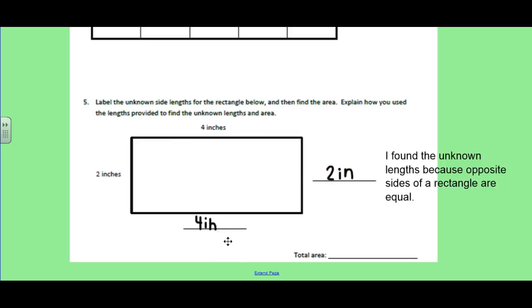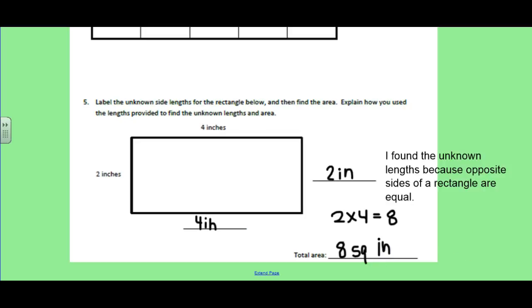Now, like I said on the previous problem, I'm not going to multiply 4 times 2 times 4 times 2 to find the area. I just multiplied these 2 side lengths to find the area. So once again, we're going to write our equation like we have been. 2 times 4 to find the area of this one. Since it says inches, we know that we're going to be putting inches when we're writing our total area, so it's not just 8, it's 8 square inches.